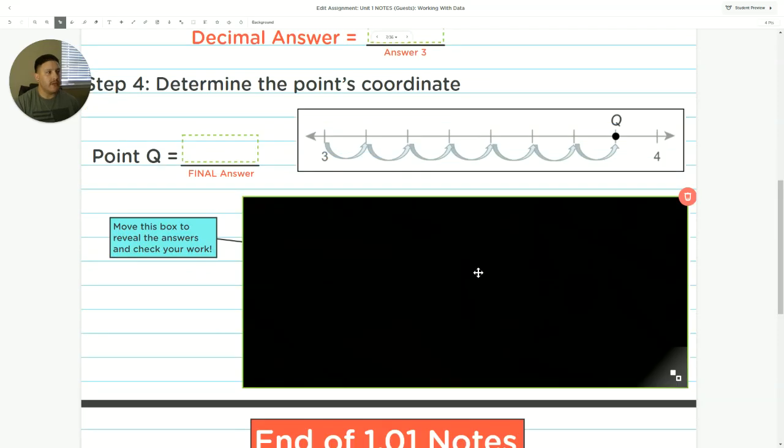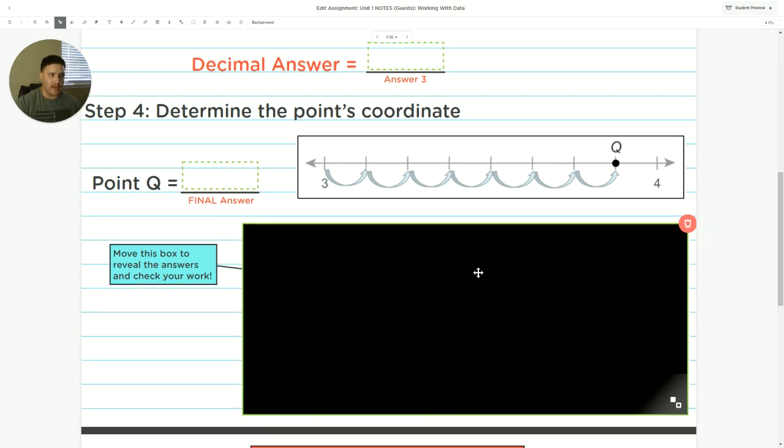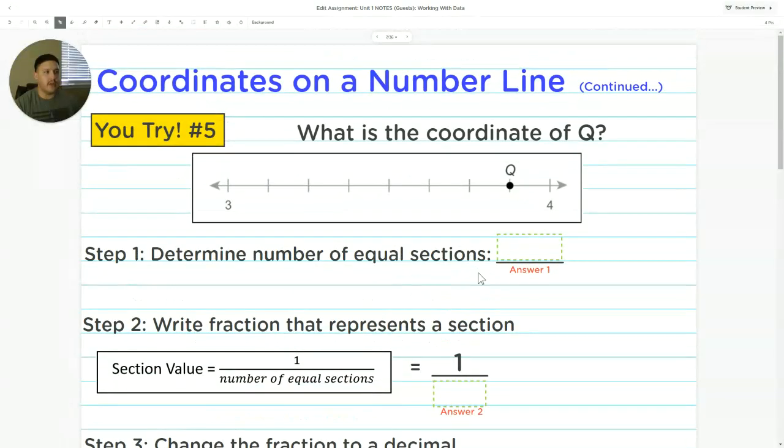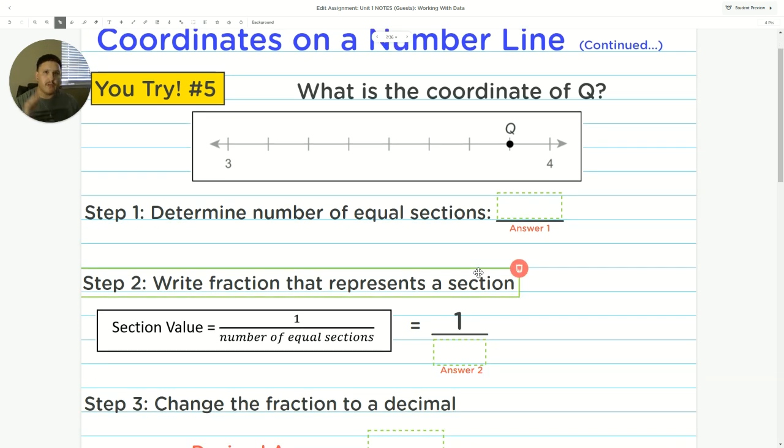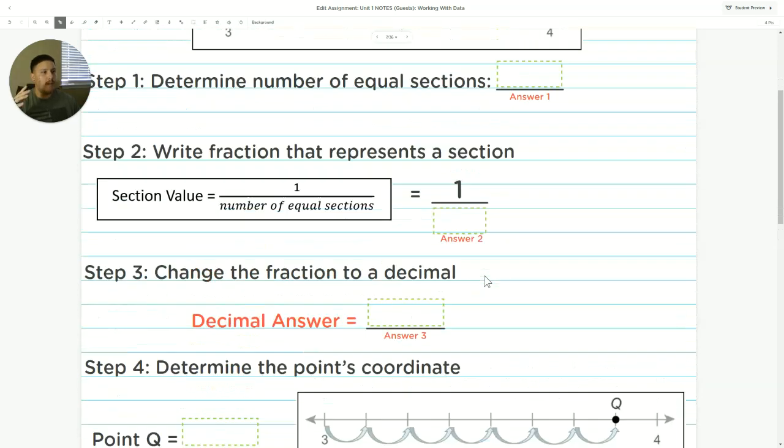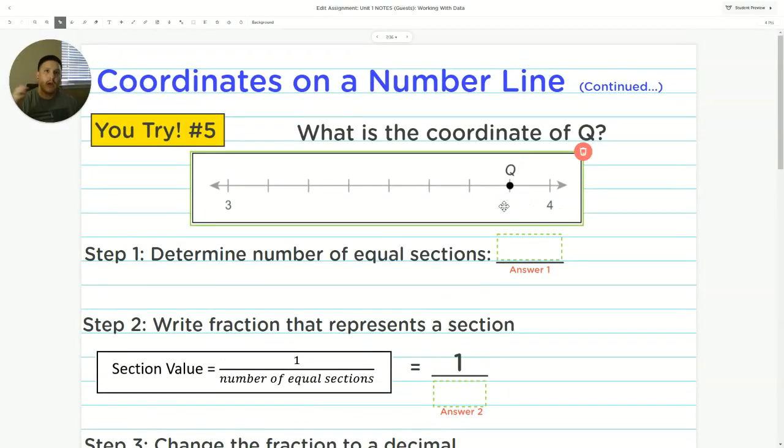You can move this box to see if you're doing this correctly, but only after you have tried. So try not to look at this until you have tried out the problem, to then see where you made the mistakes and then correct yourself accordingly. It does no good to look at the answer and then try it. You got to try it first so then you can make the corrections to your mistakes. That helps with the learning process much better than just simply looking at the answers. All right, so at this moment, pause the video and try to go through those steps to find the location of Q. Otherwise, I'm going to continue on and show you how to do this.